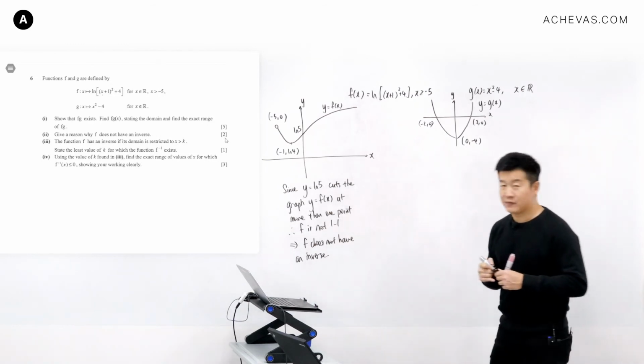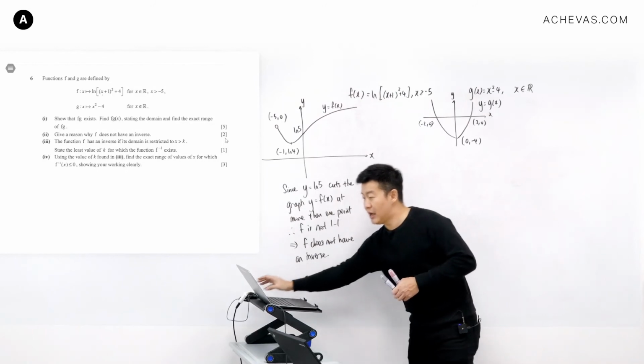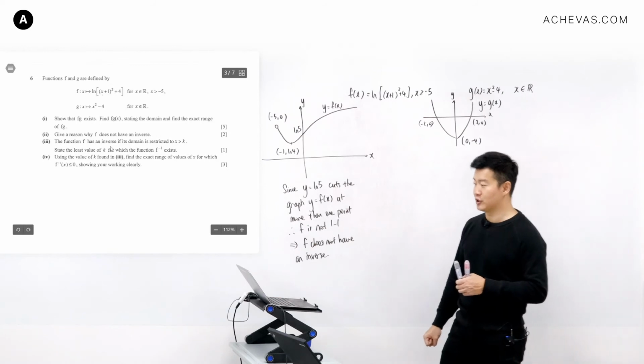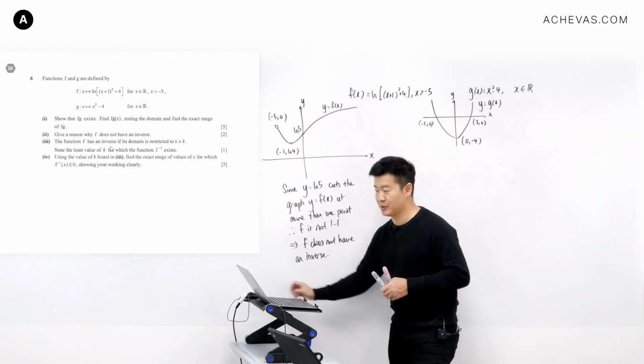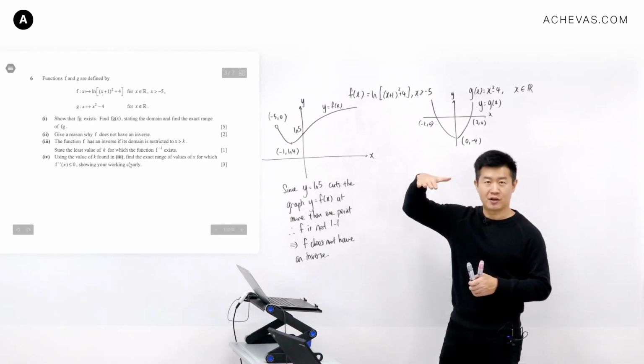And if f has an inverse, what is the smallest possible value? So if f has an inverse and the domain is going to be restricted to x is bigger than k, what is the least possible value of k? So x must be bigger than k and the graph must pass a horizontal line test.